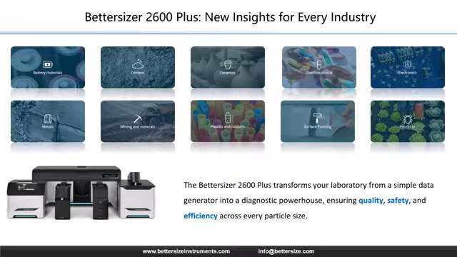In ceramics, we move from standard QC to ensuring durability. Our high resolution detects the coarse tail that causes structural cracks. This is the power of the BetterSizer 2600 Plus. It transforms your laboratory from a data generator into a diagnostic powerhouse.